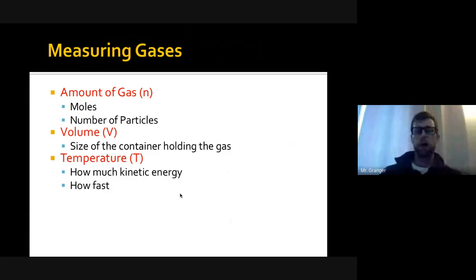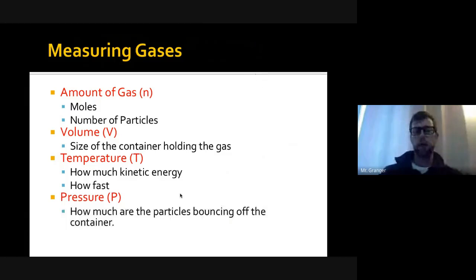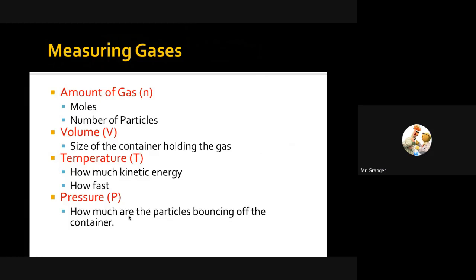It will also help us explain this next one, which is pressure. So temperature affects pressure. The higher the temperature increases, the more collisions we have with the side of the container for a gas because they're going to move faster. So the faster they move, the more they're bouncing around and colliding with the walls of the container. So pressure, or P, is a measurement of how often those particles are bouncing off the container.